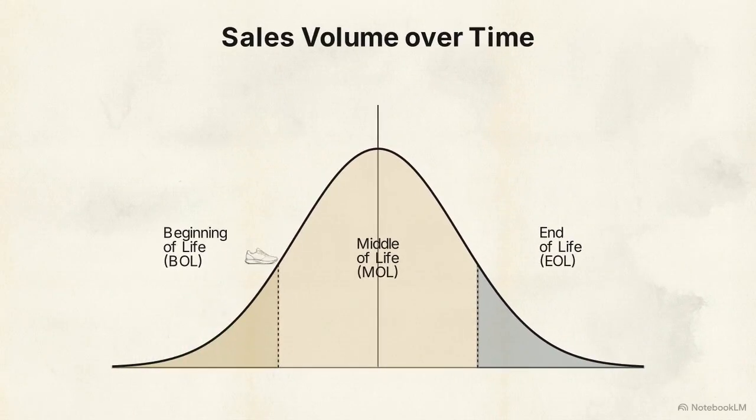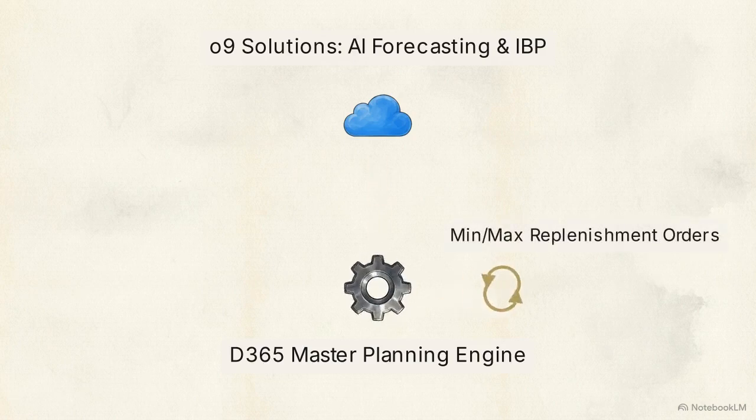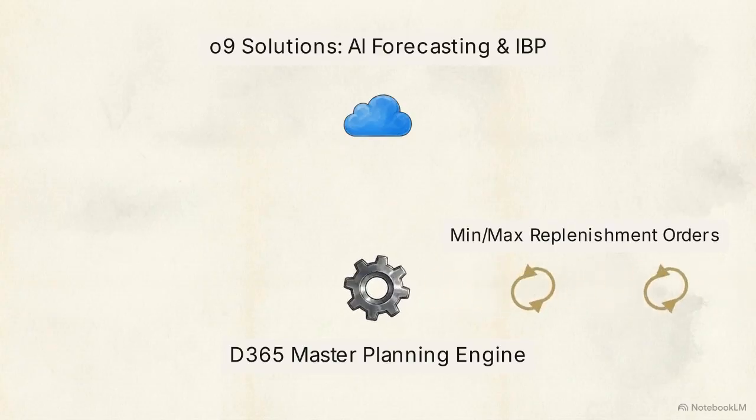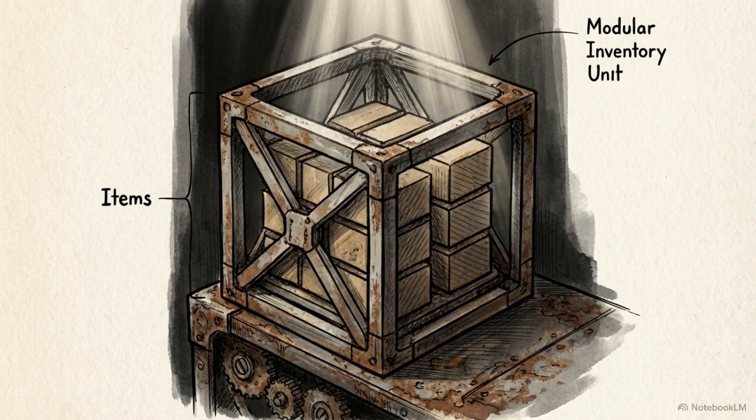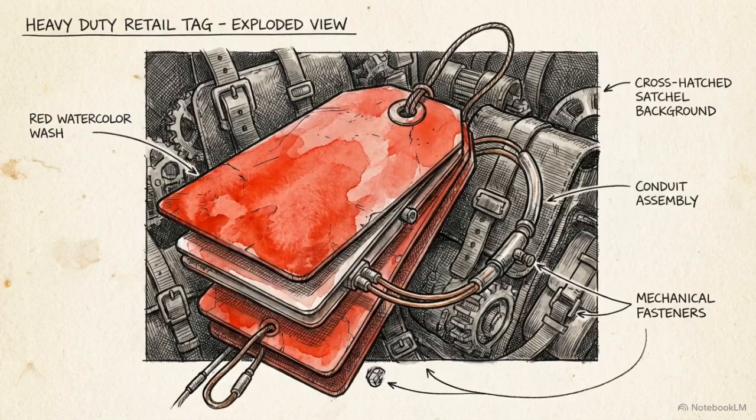Moving to the peak middle of life phase, demand stabilizes. Here, the diagram displays an advanced AI planning layer, like O9 solutions, building the aggregate forecast and pushing it directly into the D365 master planning engine. D365 then handles the execution, outputting a steady cycle of min-max replenishments. Eventually, every product enters its end-of-life phase. At this exact moment, planners must manually intervene in the ERP system to halt the automated replenishment algorithms. The objective switches entirely to forcing sell-through of the remaining stock.